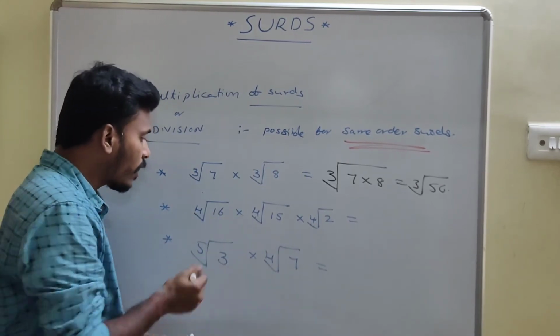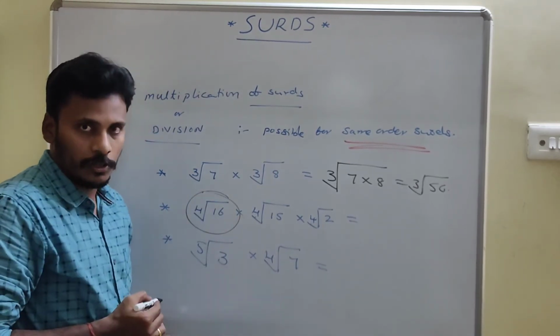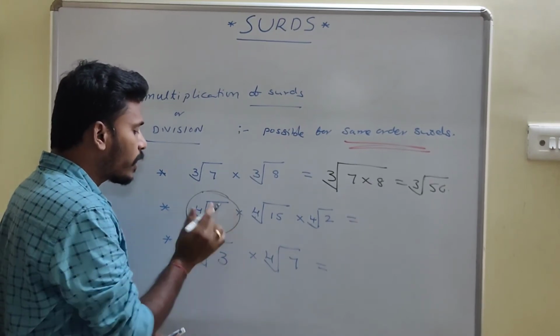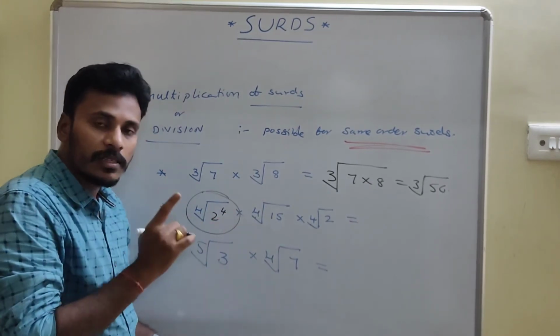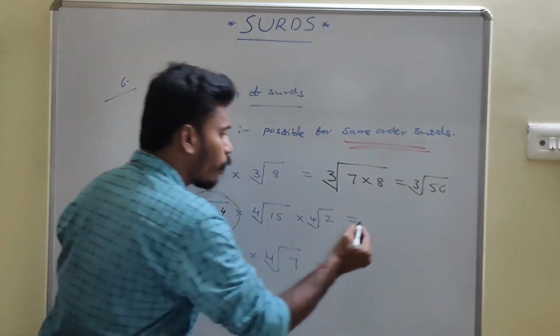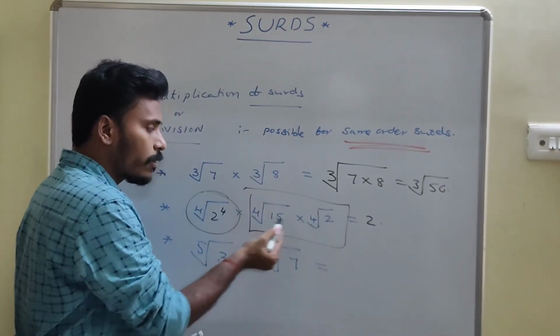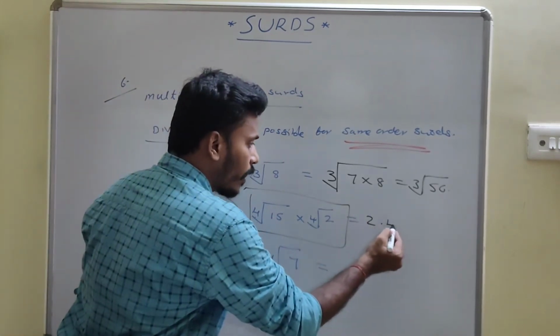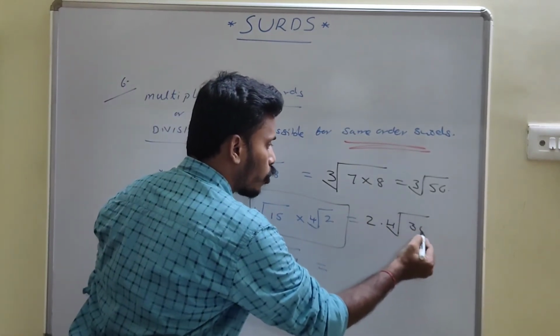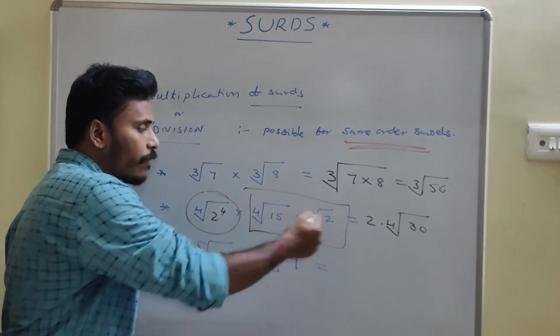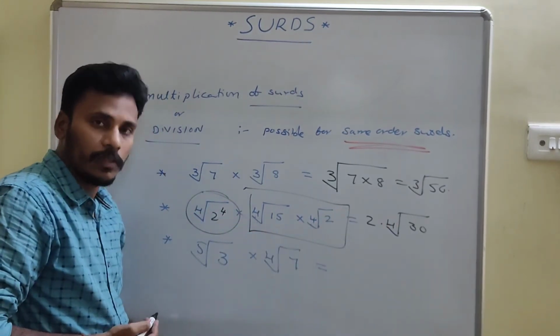Not only that, if you think about this 4th root of 16, I think you are all aware that 16 is 2 power 4. Since it is 2 power 4, the 4th root of 2 power 4 is 2. So 2 into the product of these two things. Since the order is the same, multiply directly and write it as 4th root of 30. So the answer for this product is 2 into 4th root of 30.